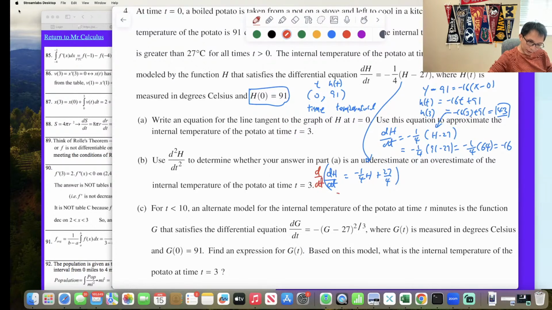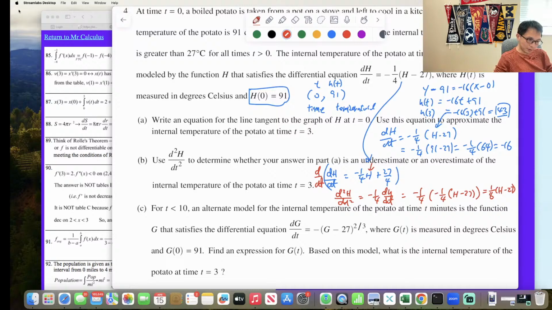d/dt, so d2h/dt2 is equal to -1/4. Now I take a derivative of h, and it's going to be dh/dt. Here's the hardest part: you have to plug in dh/dt, because for the second derivative you have to plug in the first derivative. Get used to doing that. So -1/4 dh/dt is going to be -1/4 times -1/4 (h - 27). It seems repetitive, but it's not. You're actually doing something within something. So that's equal to 1/16 times (h - 27).